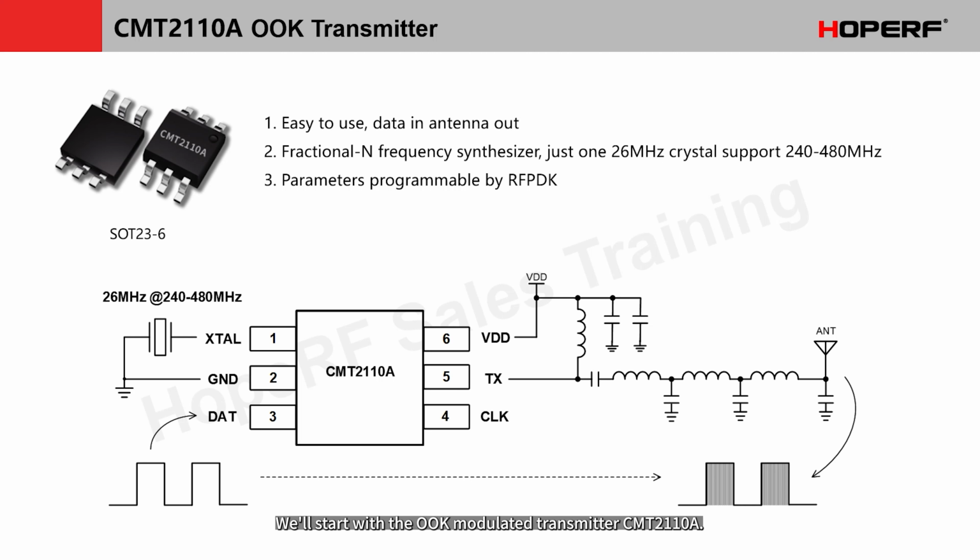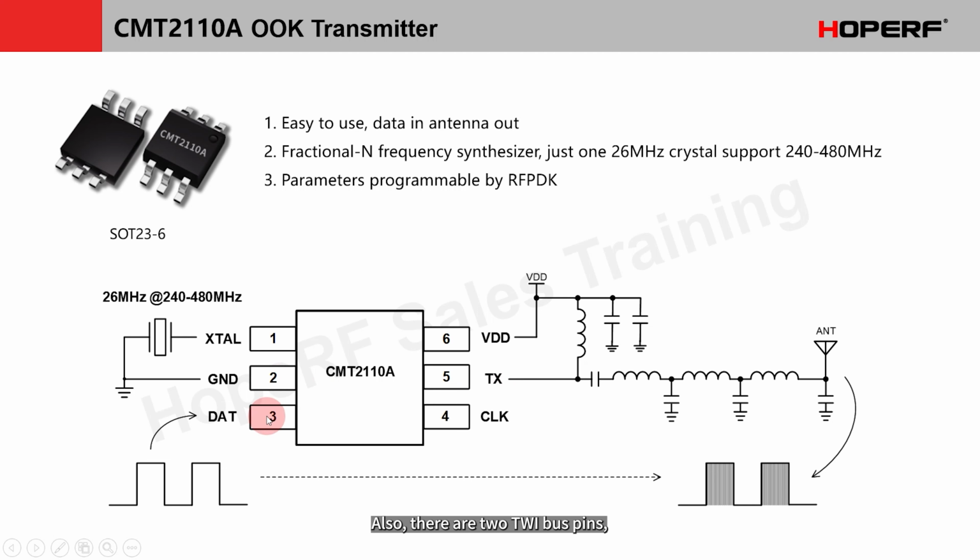We'll start with the OOK modulated transmitter CMT2110A. Its features: simple to use. Data in, antenna out. Below is a simple reference schematic. A simple schematic. You can see the 6 pins of the chip, including the crystal clock input pin, power negative, D, and the TX pin for PA output.